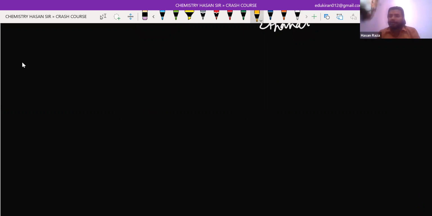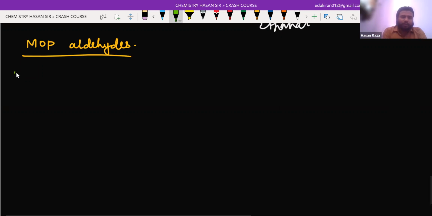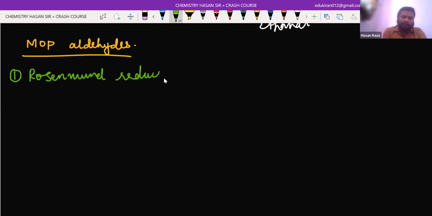Now we are going to see some methods of preparation of aldehydes and ketones. You will get either an aldehyde or a ketone depending upon the reactant. Now we are especially going to see the methods of preparation of aldehydes. The first, which is a name reaction, is the Rosenmund reduction, and we do this from acyl halide.